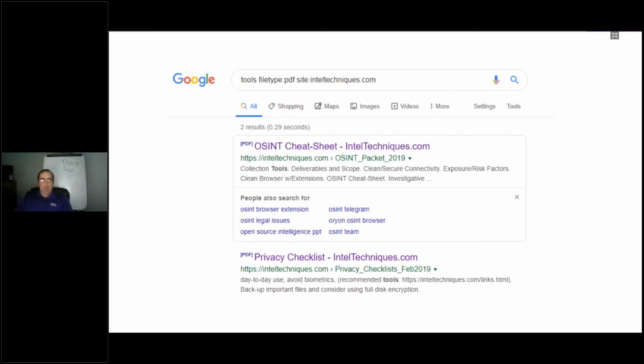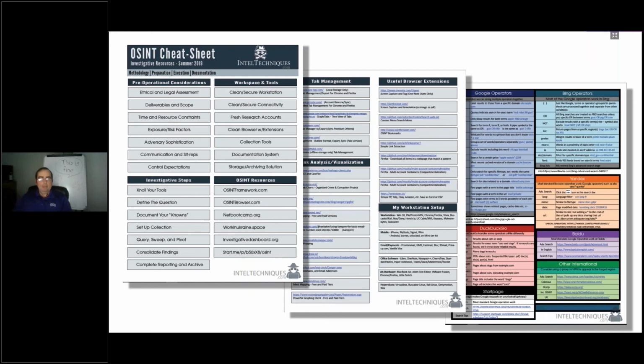So if you were to try some of the techniques, in this case, we illustrated filetype here. If you were to punch in tools, filetype, which lets you pick PDFs, docs, PPTs, and so on, filetype PDF, and his site, inteltechniques.com, which I encourage you to check out, this gets you to his OSINT cheat sheet at inteltechniques.com that breaks down a lot of what we just talked about, and gives you a lot of different ideas and a lot of different frameworks to start with.